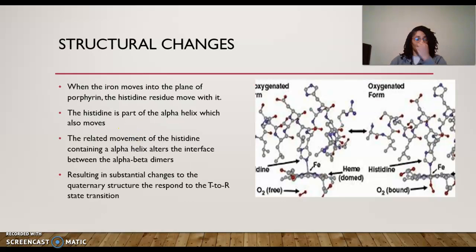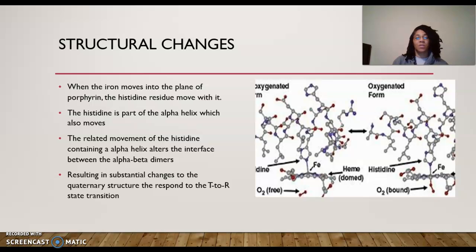Okay, so now we're talking about the structural changes after it's bound. When the iron moves into the plane of the porphyrin, the histidine residue moves with it, as we explained in the previous slide. The histidine is part of the alpha helix, which also moves. The related movement of the histidine-containing alpha helix alters the interface between the alpha beta dimers, resulting in a substantial change to the quaternary structure.